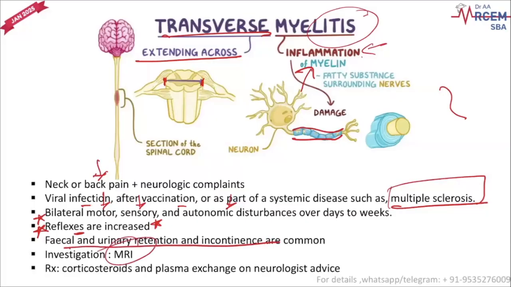MRI scan is required for the diagnosis of transverse myelitis. Corticosteroids are given because it's an inflammation. Sometimes even a plasma exchange will be required. The advice needs to be taken from the neurologist about the treatment, whether only steroids or plasma exchange is also required. You need to involve the neurologist for that.